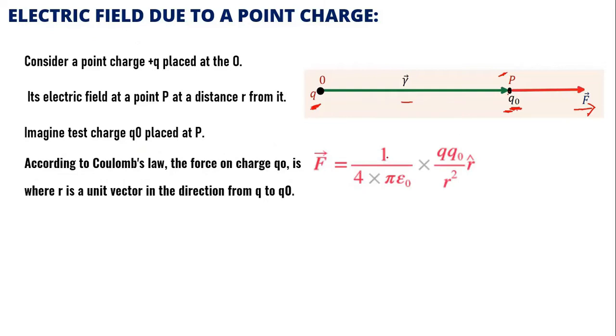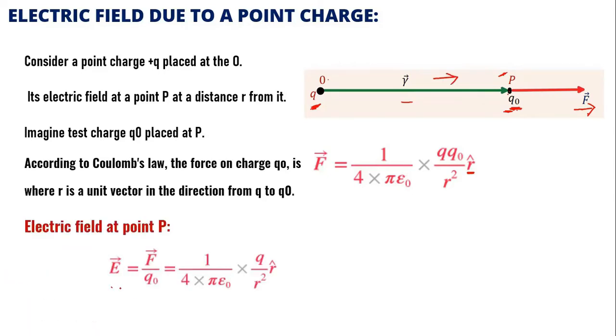Already earlier we know that it is 1 upon 4 pi epsilon naught Q Q naught by R square, and this is the unit vector R, which is pointing from O to P. Now, according to the definition of the electric field, electric field is E equals to F upon Q naught. So, if you divide this equation by Q naught, this Q naught and Q naught get cancelled out. That is why in my previous article I have told you that electric field is independent of Q naught. It has nothing to do with Q naught. It is the characteristic property of Q only.